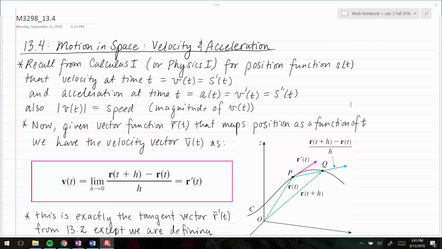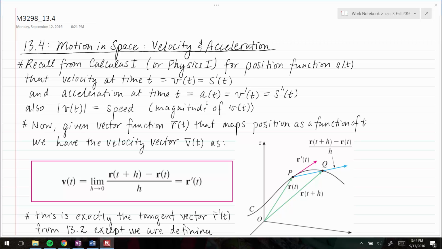Section 13.4, motion in space, is velocity and acceleration. So we've talked about velocity and acceleration in Calculus 1. Also, a lot of you have had physics. So it probably goes without saying, but just as a quick review, when we have a position function, s of t, where the t here is specifically denoting time, the velocity at time t is v of t, and that's the first derivative of the position function. So here we're treating t sort of like an x and not necessarily a parameter t.